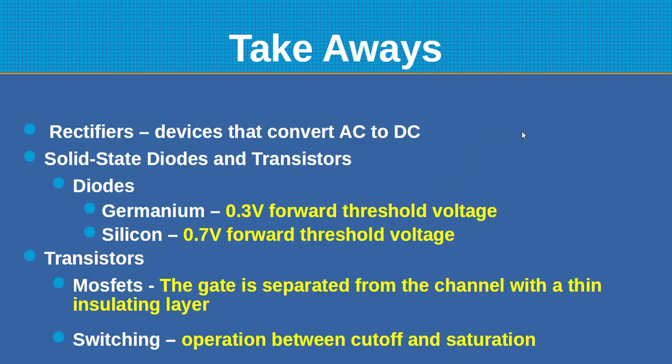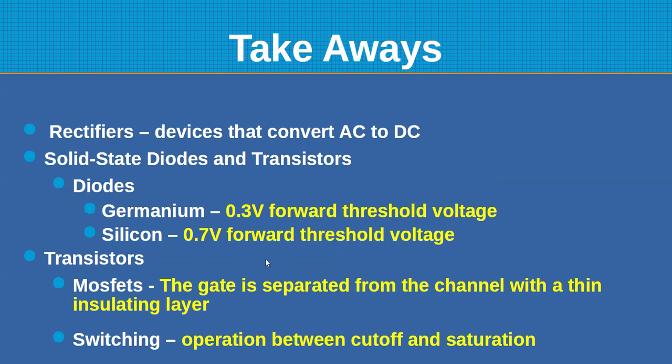When we use a diode to convert AC to DC, it's called a rectifier. It's still a diode, but in that application, we call them rectifiers. In the case of solid-state diodes, remember that germanium, and this goes for transistors also, has a 0.3 volt forward threshold voltage, and silicon has 0.7 volts.